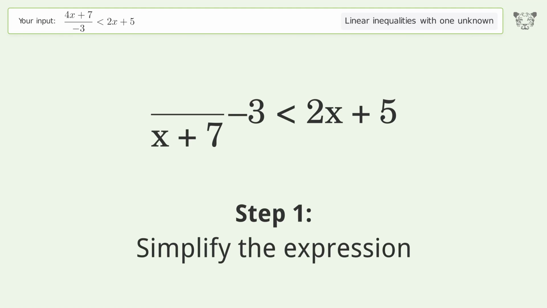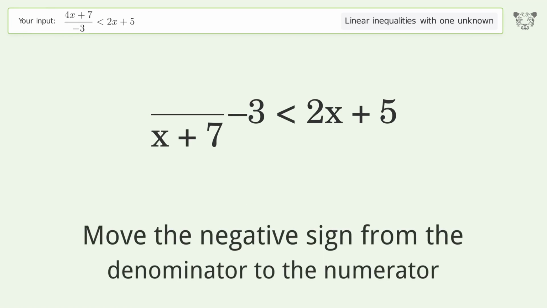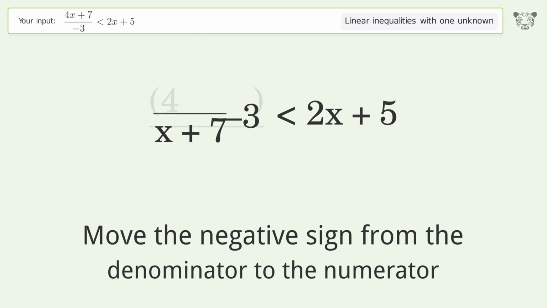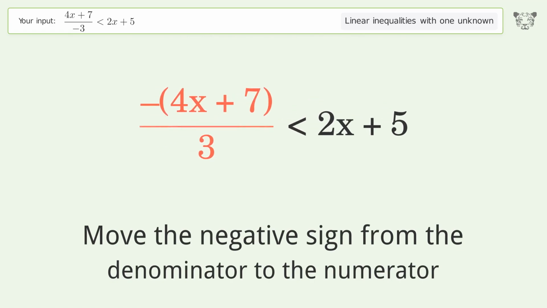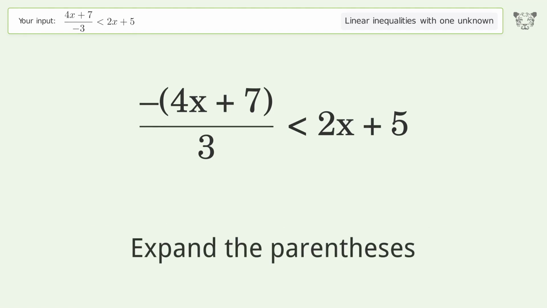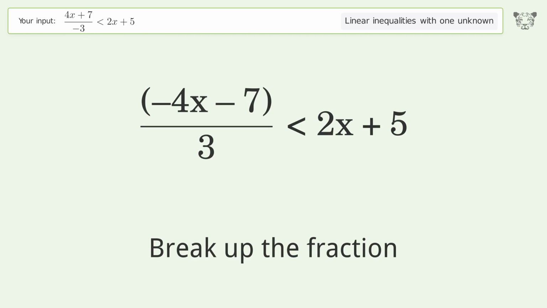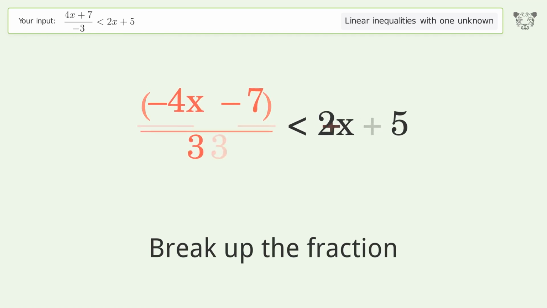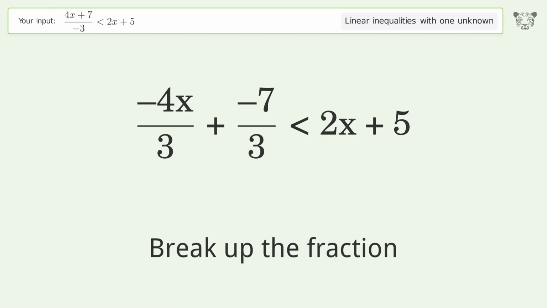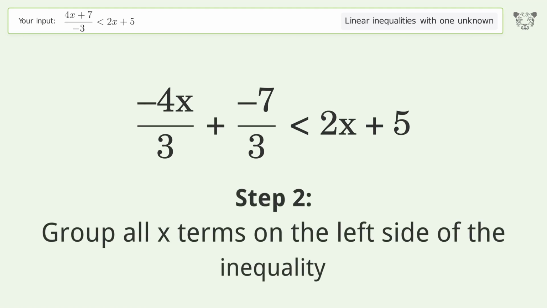Simplify the expression. Move the negative sign from the denominator to the numerator. Expand the parentheses. Break up the fraction. Group all x terms on the left side of the inequality.